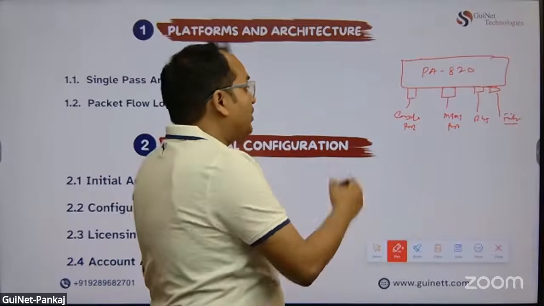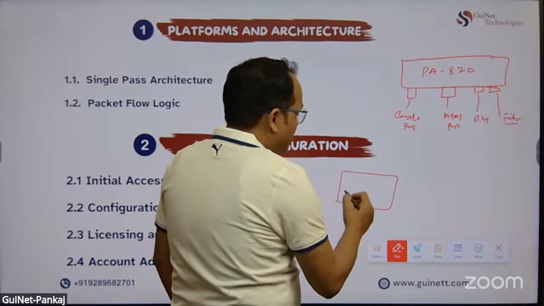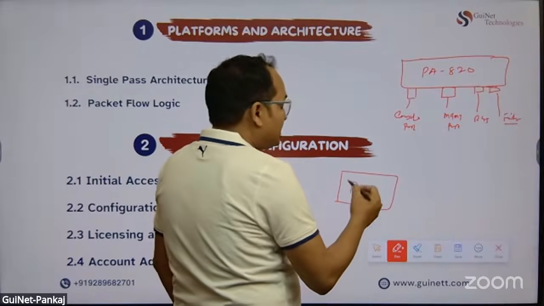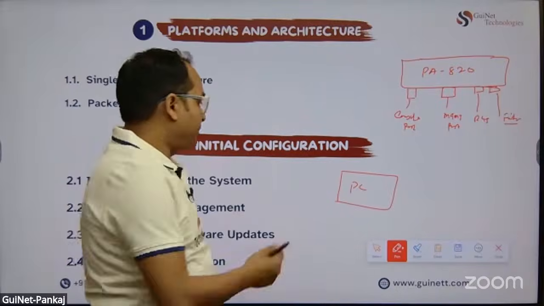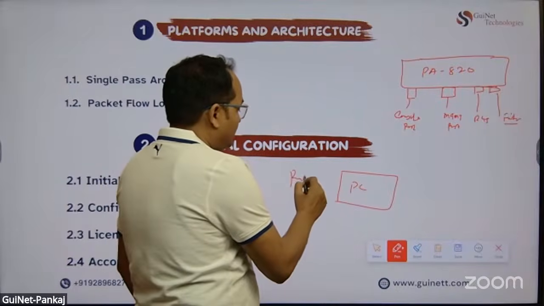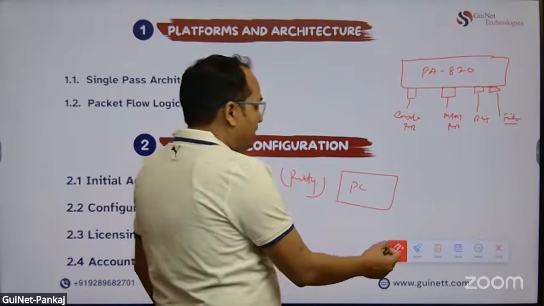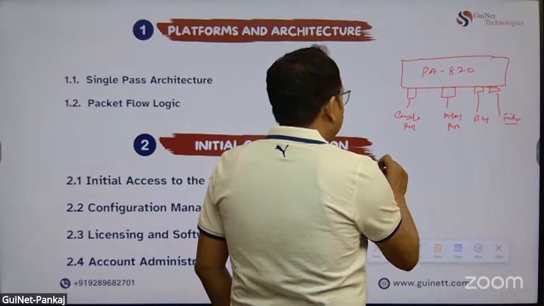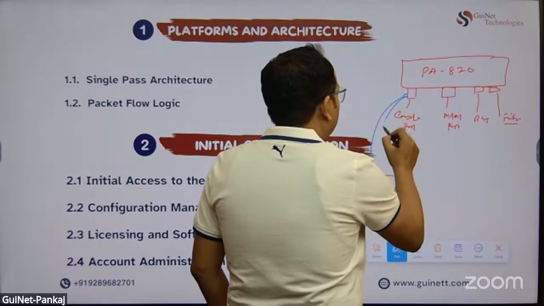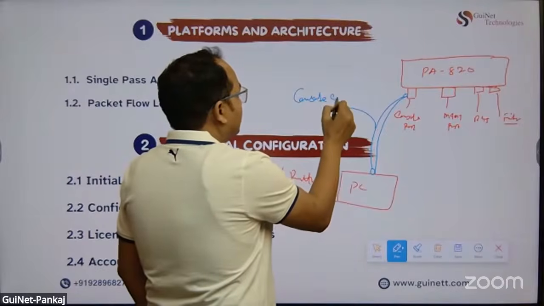So if you want to take the console, then your PC must be there. One PC is going to be required. This PC should have, generally we use the PuTTY software, right? This is going to be installed, and then you require one cable that is known as a console cable. So from the USB port to this particular firewall, you have to connect a console cable.